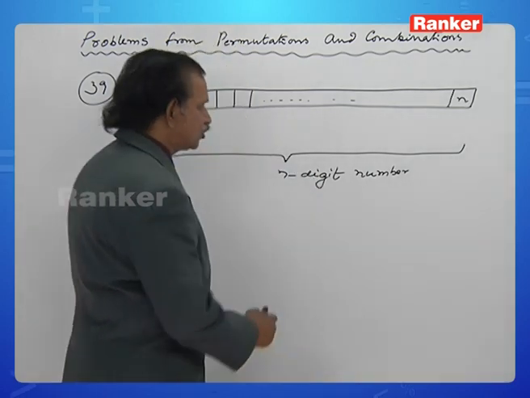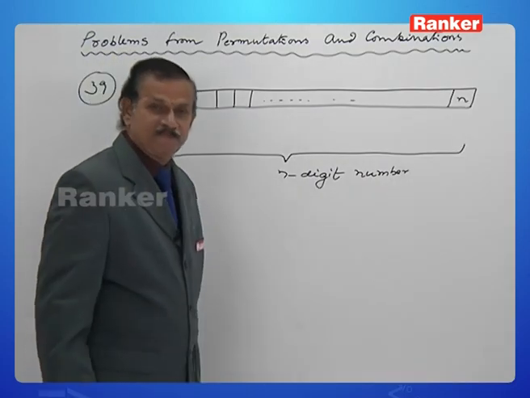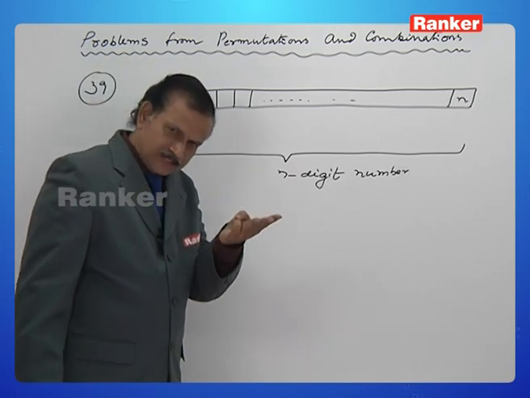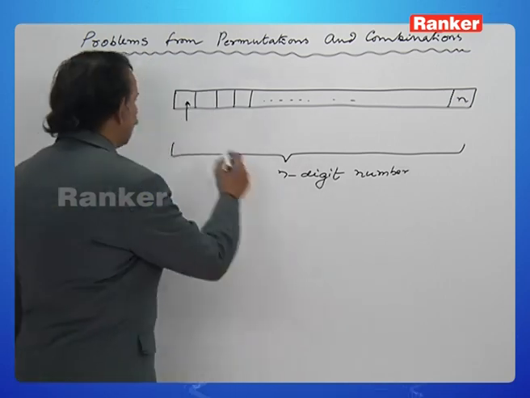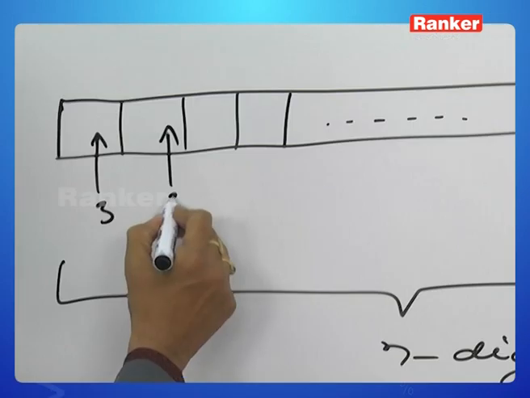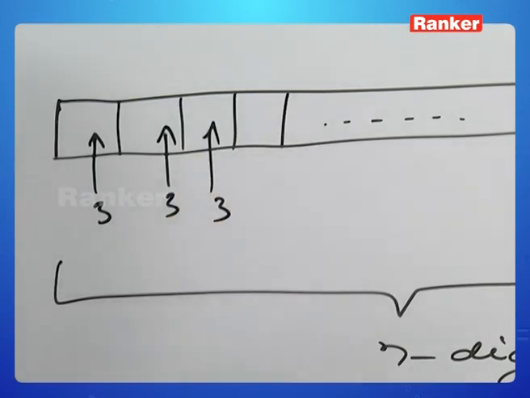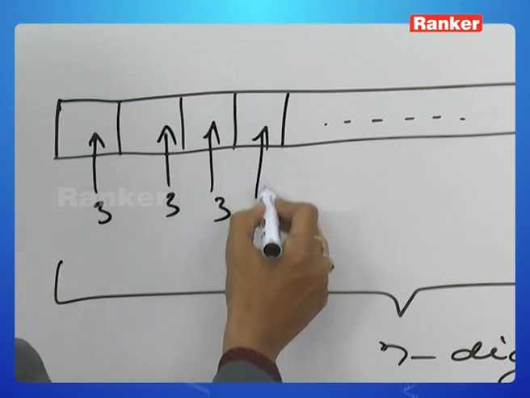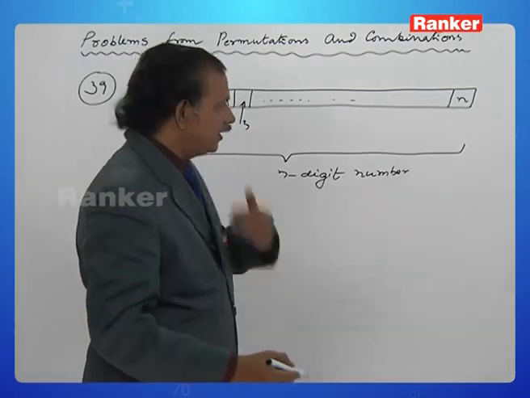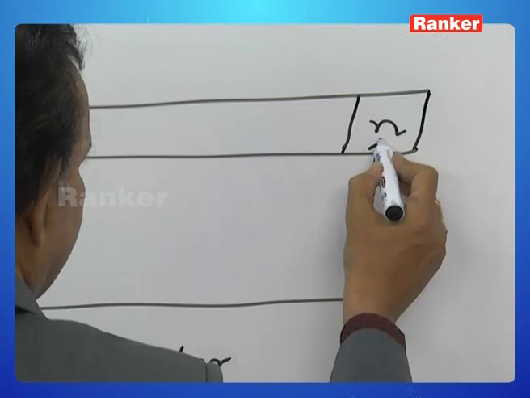The first place can be filled in how many ways? By 2, by 5, or by 7. 3 ways only. Similarly, the second place, 3 ways. Again, the third place, 3 ways. The fourth place, 3 ways. The fifth place, 3 ways. Sixth place, 3 ways, and so on. If you proceed like that, even up to n places, the last place could also be filled in 3 ways.